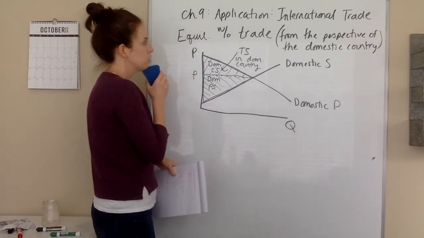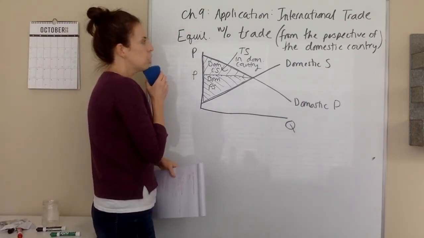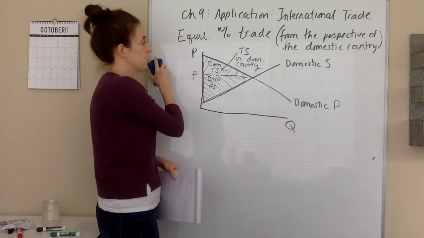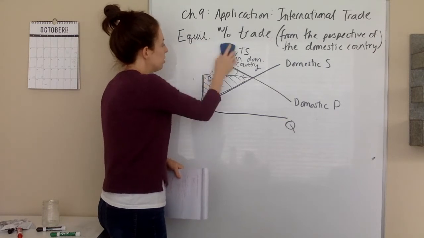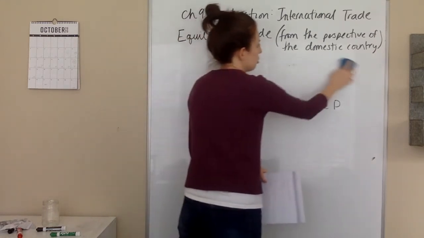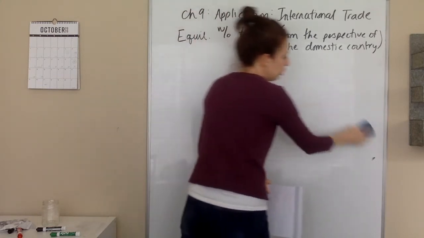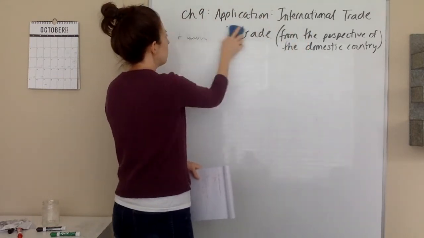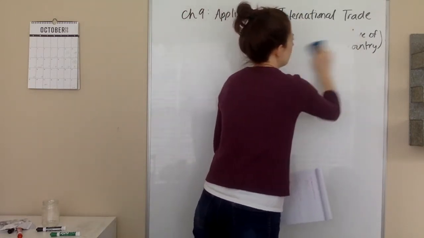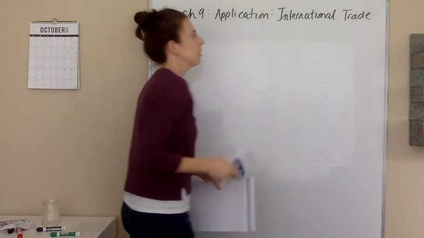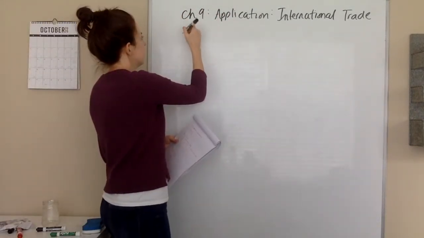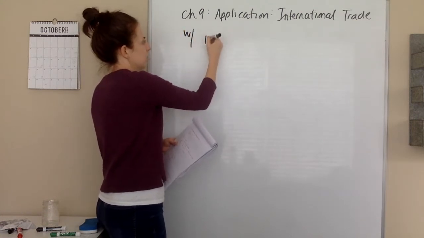Now we're going to think about what would change in terms of the equilibrium if the domestic country decided to go ahead and engage in trade. Again, if the domestic country decides to engage in trade, then there's only two groups in this simple framework. There's the domestic country and the world. And so if the domestic country trades, then they have to trade with the world. Okay, so this is with international trade.